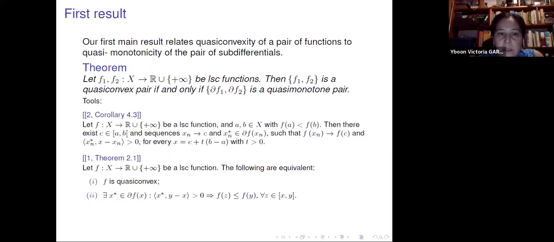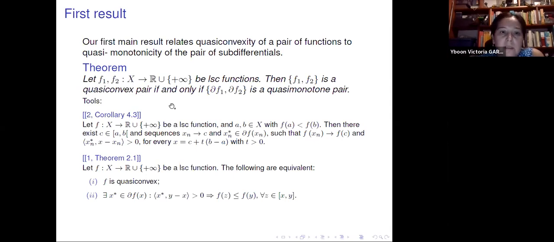So what is the first result? The first result is to try to relate these two concepts. The theorem says that if we have two lower semi-continuous functions, then the pair F1 and F2 is a quasi-convex pair if and only if this pair of the Clarke-Rockafellar subdifferential is a quasi-monotone pair. Here we need the two functions to be lower semi-continuous; otherwise, this doesn't work.